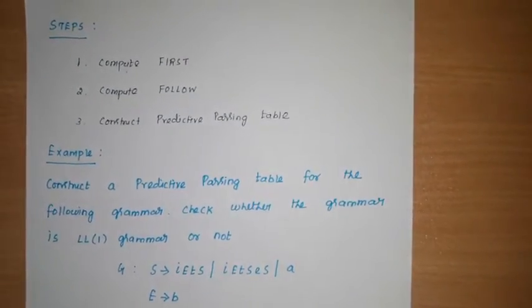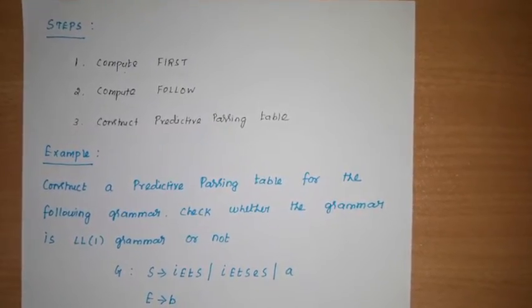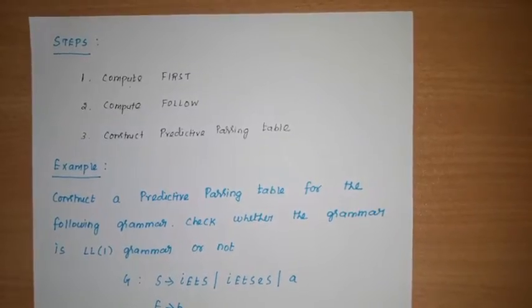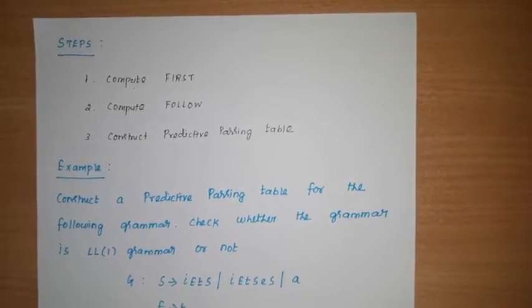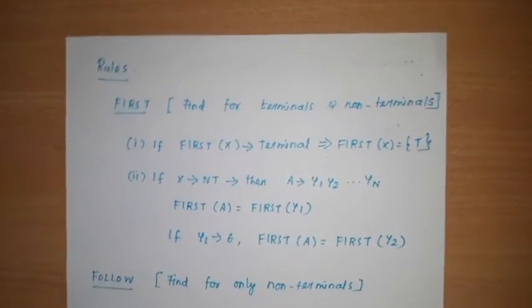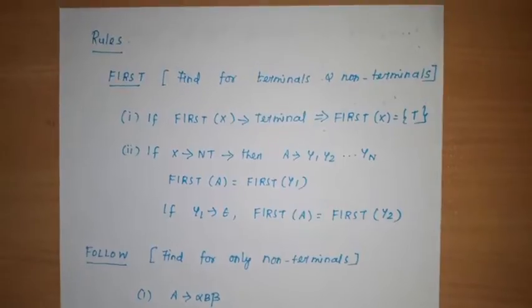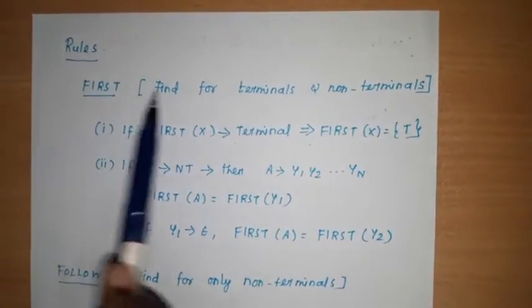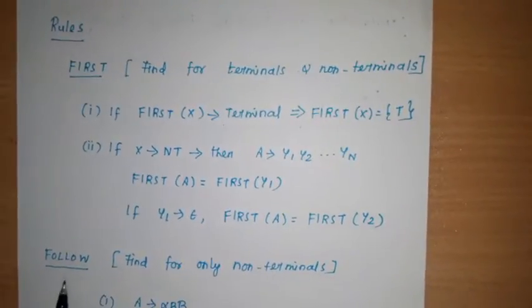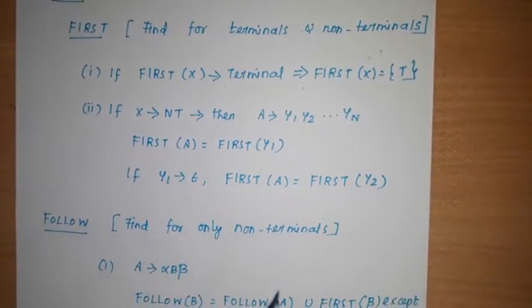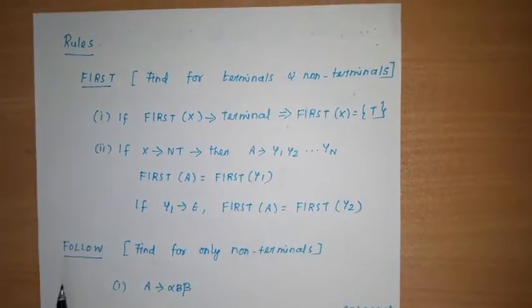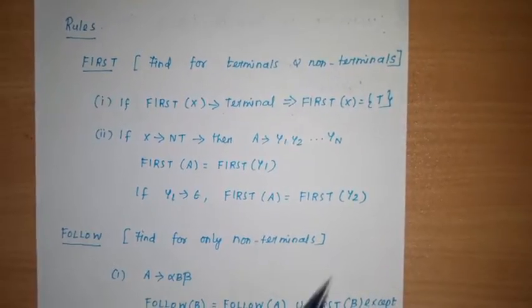After eliminating left recursion and left factoring, we have to compute first and follow. There are some rules for computing first and follow. Let us see what the rules are. First, we are going to see the rules for first. Find first for terminals and non-terminals. In follow, find only for non-terminal symbols.